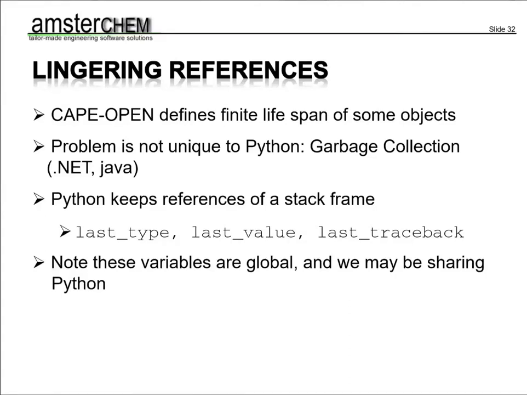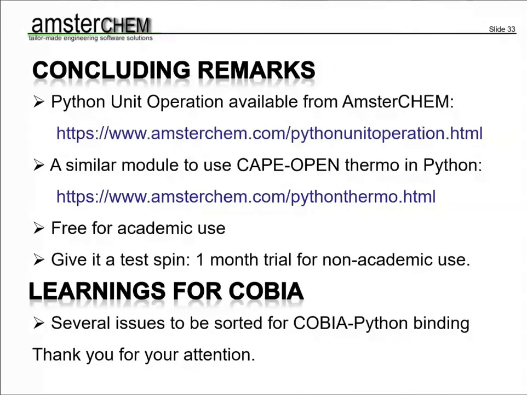So the lingering references issue in Python isn't actually resulting from garbage collection. It comes from a rather unexpected corner. If you raise an error in Python, Python internally makes 3 global variables. They are last type, last value, and last traceback. Last traceback, that's a pain because it contains all the stack frames that were on the call stack when the error was raised, and all the local variables on the current stack also retain a copy in there, which might very well involve CAPE-OPEN based variables, and therefore a reference will be held to those objects until the last traceback is deleted. You can do that explicitly, of course, but these are global variables, and again, we might be sharing Python with other software components in the simulator, so manipulating these global objects is not ideal. So that was it for my learnings.